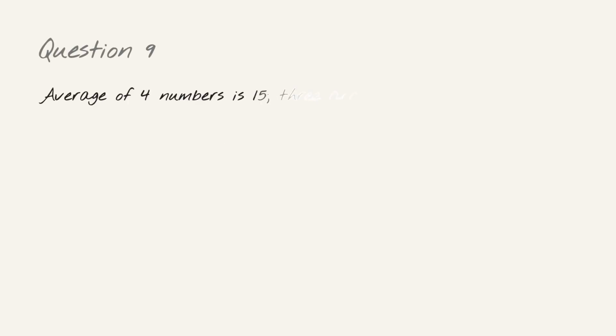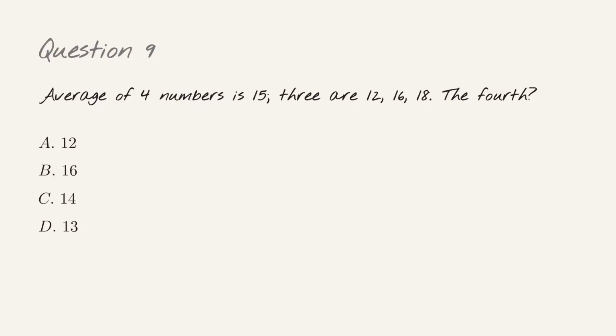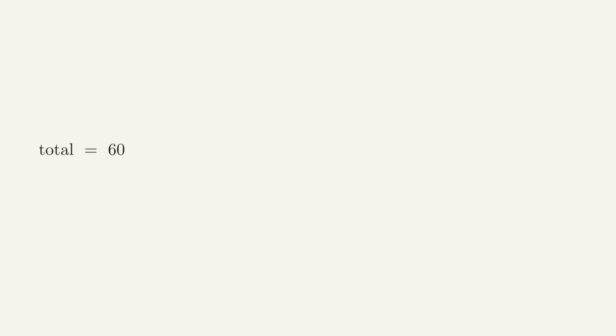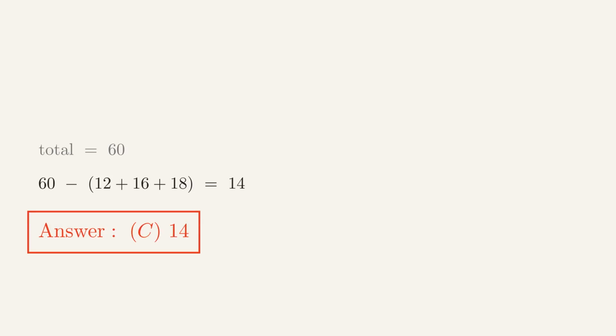4 numbers average 15. 3 are 12, 16 and 18. 4 numbers averaging 15 have a total of 60. The 3 you know add to 46. So the fourth is 60 minus 46, 14. It is the missing value idea once more. Use the average to recover the total, subtract what you already have, and what remains is the unknown.